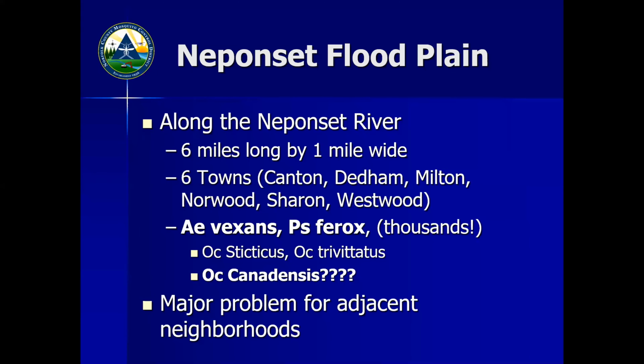A little bit about the Neponset floodplain. Obviously, it's along the Neponset River. The floodplain itself is about 6 miles long by 1 mile wide and covers 6 of our towns. It can be a prolific producer of Aedes vexans and Psorophora ferox, but also pretty decent amounts of Culiseta or Aedes sticticus and trivittatus as well. Now we're beginning to find out that it also produces a lot of canadensis during certain times of the year. We have some suburban neighborhoods that abut right up against this floodplain, so it can be a major problem should we get a flood on it.